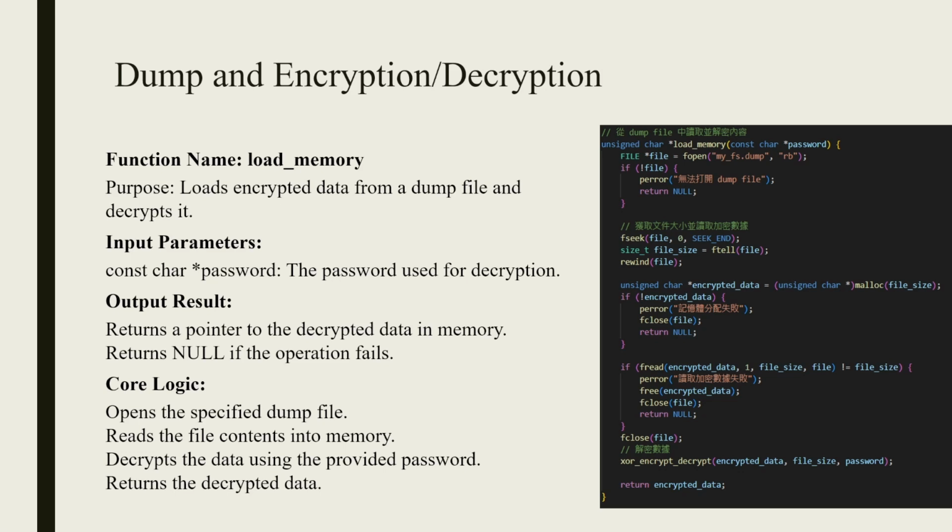So the function of this is robust file handling with error checks, making sure there is dynamic memory allocation for files of varying size, and it also secures the decryption and integrity of the password-protected data. Okay, so this is our dump and the encryption decryption part.